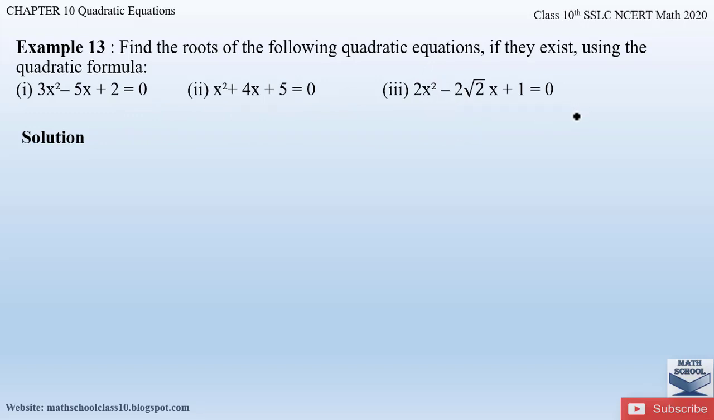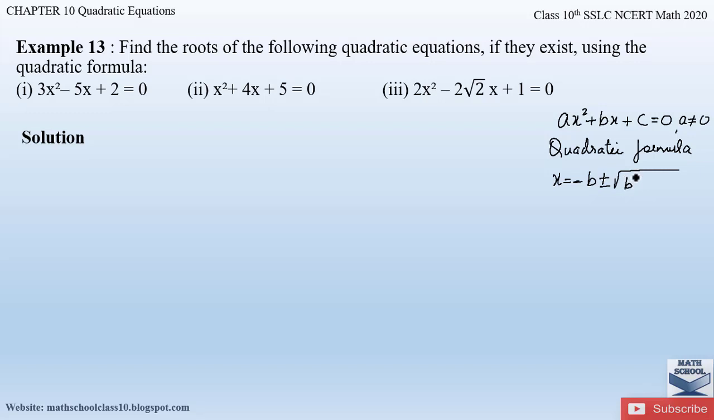So let us see what the quadratic formula is. The standard form of a quadratic equation is given by ax square plus bx plus c is equal to 0, where a should not be equal to 0. And the quadratic formula to find the roots of this quadratic equation is given by x is equal to minus b plus or minus square root of b square minus 4ac, divided by 2a. This is the quadratic formula to find the roots.